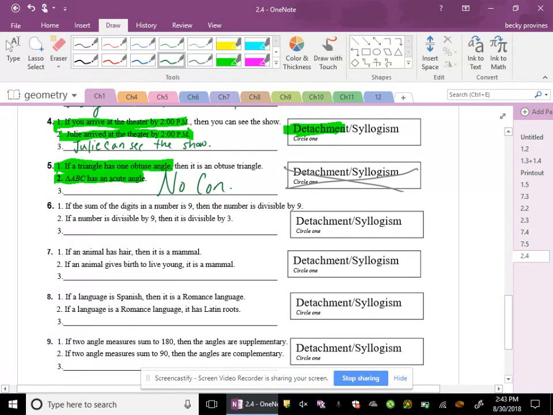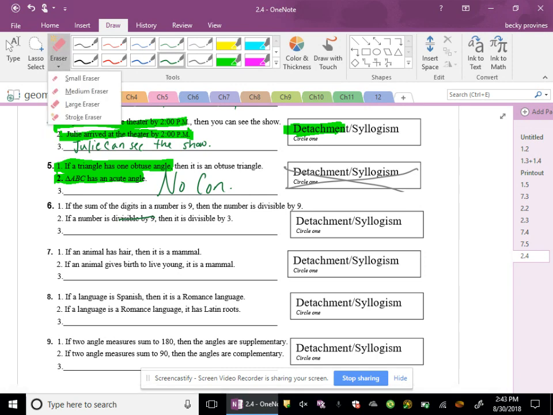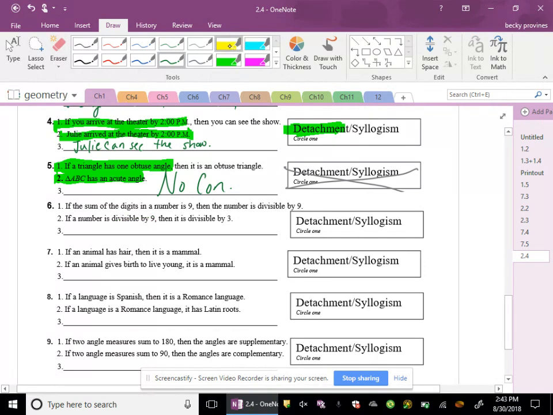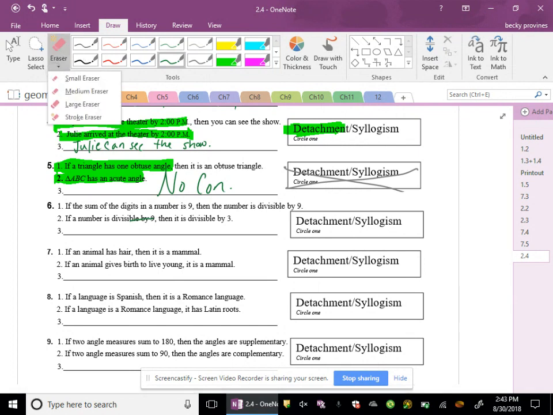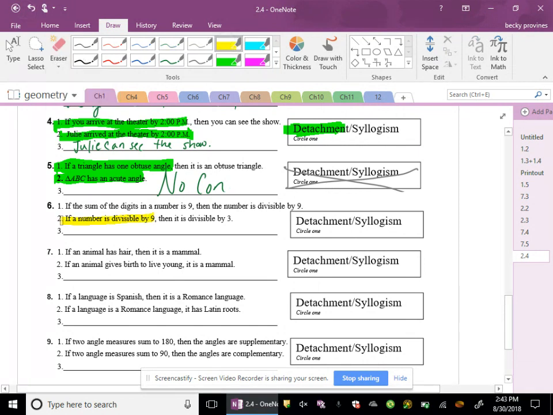Okay, number 6. Oh, it's going to be a little different. Good. So I know this is a full if-then statement. I'm going to look at the first part of the second sentence and the last part of the first sentence, and then ask myself, are they talking about the same thing? And they definitely are, aren't they? They're both talking about numbers being divisible by 9. So I'm using the law of syllogism.